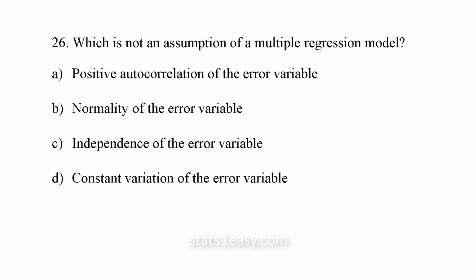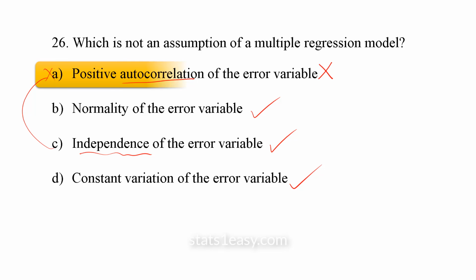Which is not an assumption of a multiple regression model? So one of the assumptions of the error variable, we want the errors to be normal. We want independence of the error variable, especially with time series data. We want homoscedasticity, constant variation of the error variable. We do not want autocorrelation at all, positive or negative. We want independence, which is the opposite of autocorrelation. So we don't want autocorrelation of the error variable. The answer is A.